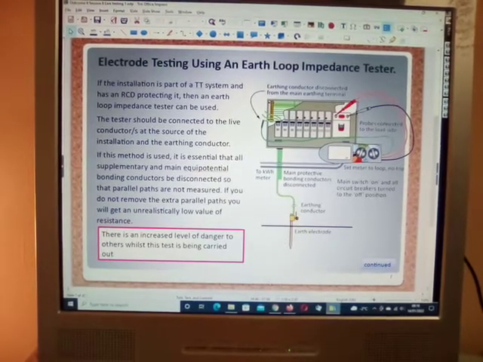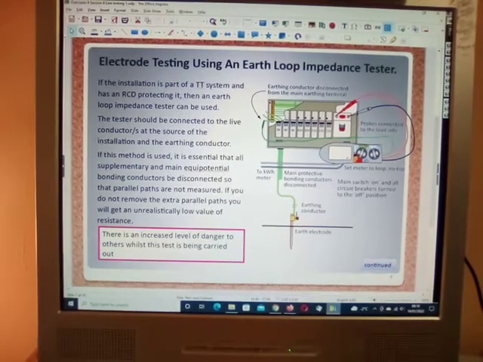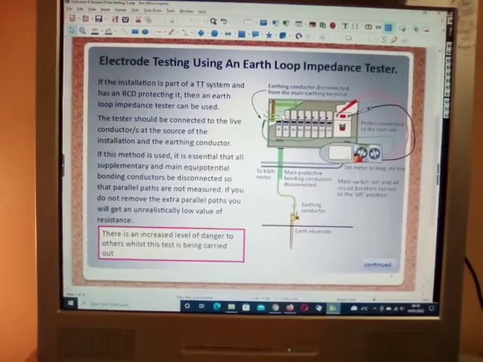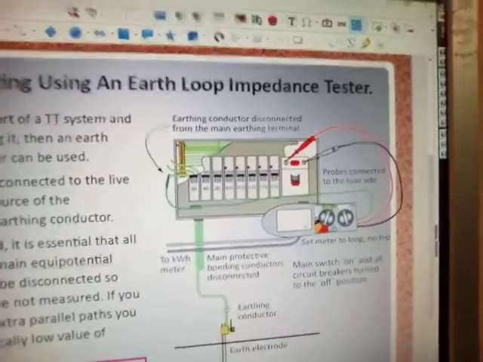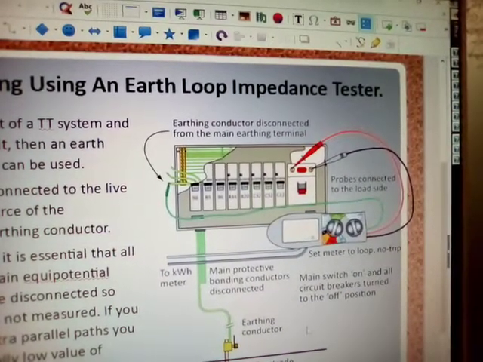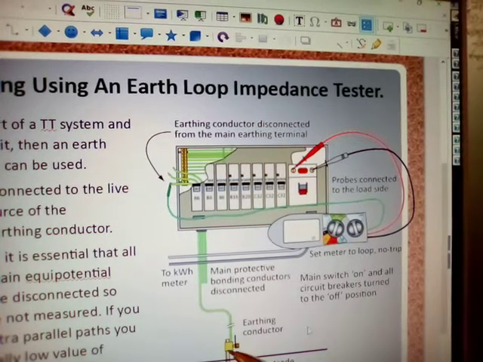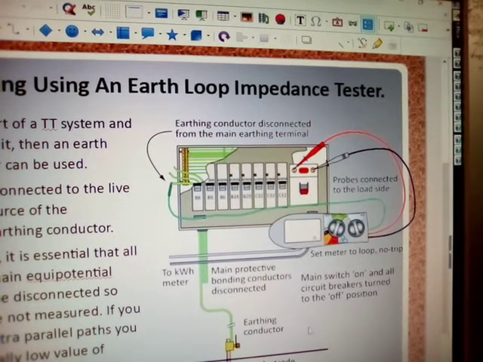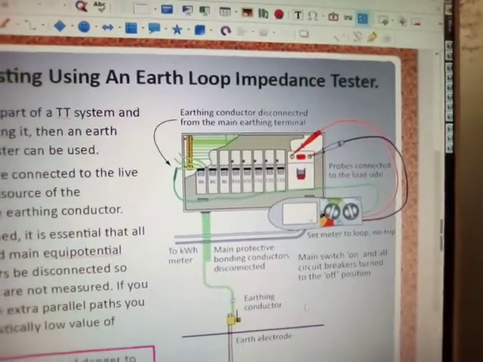Now, electrode testing using an earth loop impedance tester. If the installation is a part of a TT system and has an RCD protecting it, then an earth loop impedance tester can be used. Okay. Now, I'm not going to take this through with you, but make sure that this is your earth electrode in regards to a TT system. And in some cases you need to make sure that you've got a good earthing and that the earthing from the board to your electrode falls within a given parameter. Okay, and that is important for you to understand that.